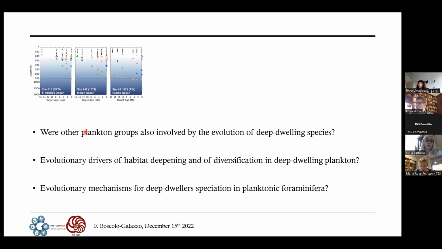Second of all, I'd like to address what could have been the evolutionary drivers behind this depth habitat deepening and diversification of deep-dwelling plankton. And then finally, I'd like to dive a little bit into what could have been the evolutionary mechanisms behind the speciation, the origin of new deep-dwelling species in planktonic foraminifera.